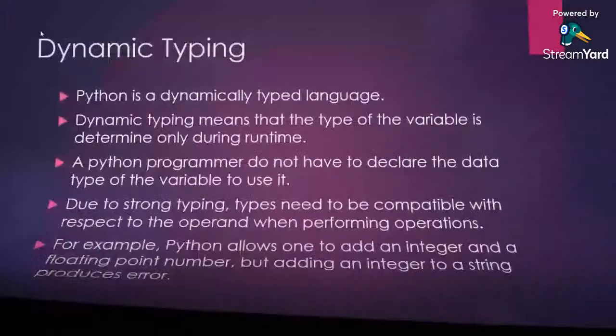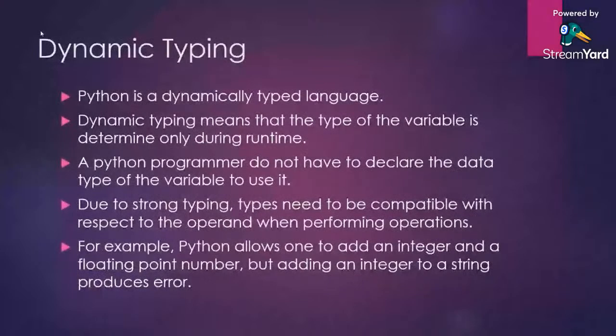So the dynamic typing, it may seem like a huge word. You might be scared to even look at this word, but in reality, it's very simple. Dynamic typing is nothing but, in Python, one specialty of Python is that you do not have to declare the variables when you're using them. Let me just read out the slide for you. It's a dynamically typed language because you do not have to declare a variable. Dynamic typing means the type of variable is determined only during the runtime. A Python programmer does not have to declare the data type of the variable to use it.